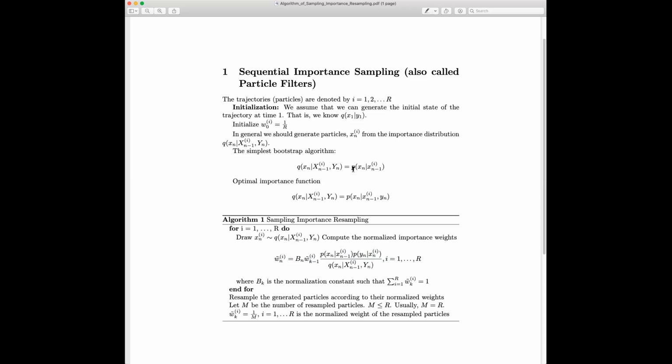So if the importance distribution we choose to use is the state transition distribution, as in the bootstrap filter, you see that term cancels with one of the numerator terms. So the only thing you're left with is the likelihood, right? Depending on what you choose as the importance distribution, this incremental term for the weights will be easy or hard.